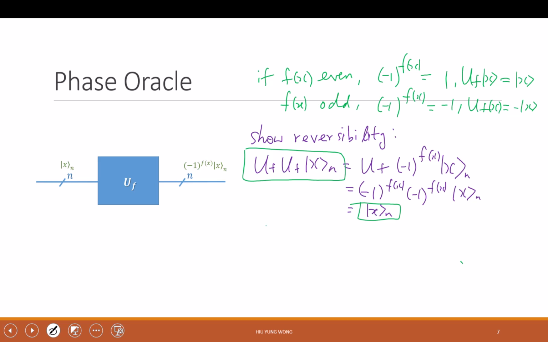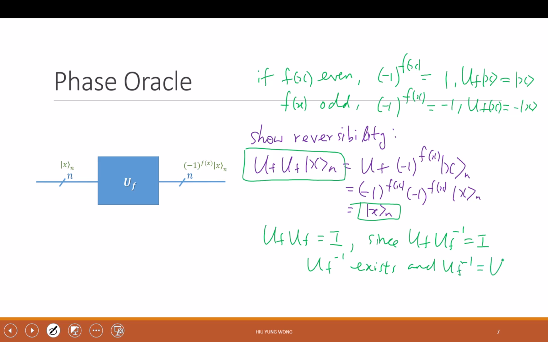Then it means U_f squared equals the identity, right? And since we know that U_f times U_f inverse equals I, it means U_f inverse exists. And we also know not just that it exists, we also know that it equals U_f itself. So therefore U_f is reversible.